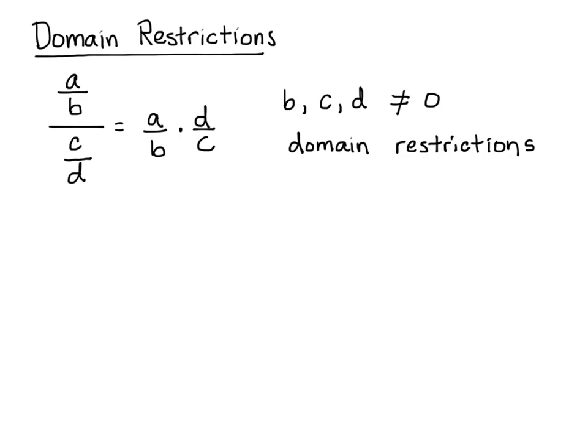And so the only value in this whole ratio that is allowed to be 0 is a, because then the whole thing equals 0. If you have 0 in any other position, you have division by 0, and that's not defined.